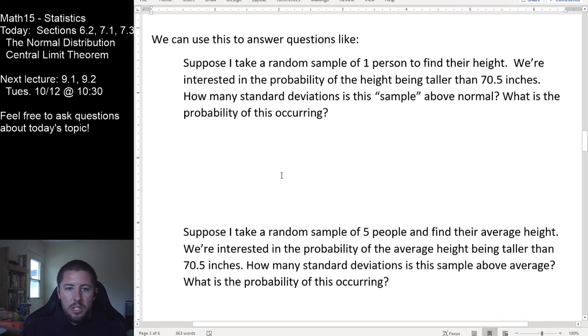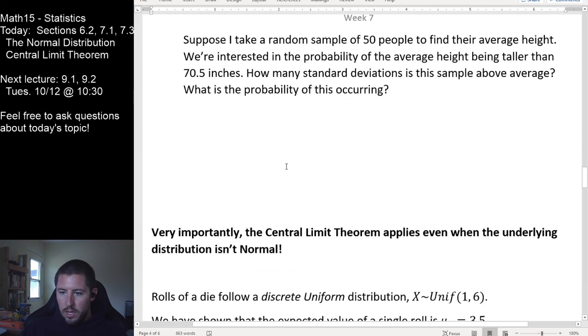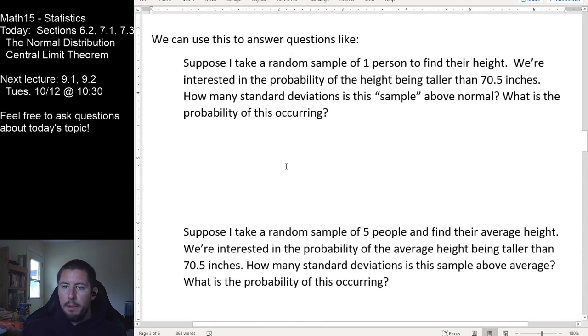So let's answer a few questions here, and I think answering these three questions will basically be how we wrap it up today. And by the way, this will include a little bit more technology computation. So suppose I take a sample of one person and find their height. Notice this is not actually our group scenario. This is still our old scenario. We're interested in the probability of the height being taller than 70.5 inches. How many standard deviations is this sample above normal? And it's a sample of one right here. That's why I put sample in quotes. What's the probability of this occurring?